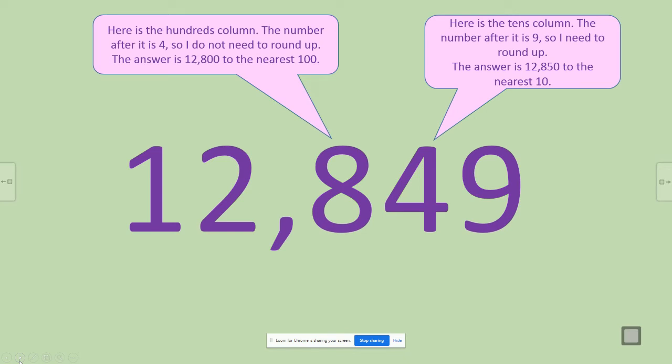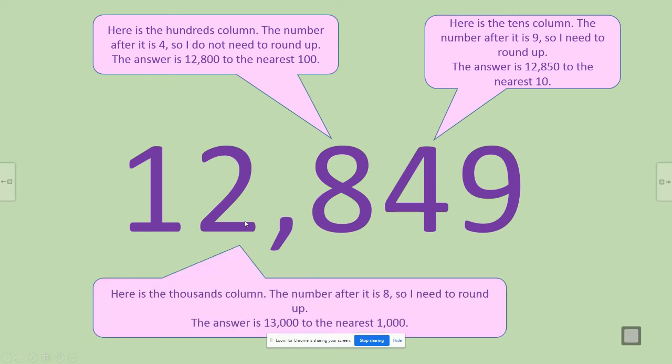Let's look at the nearest 1,000. And if you like, you can pause this and try and come up with an answer and then start the video again to see if you're right. Okay, so going to the thousands column, that is going to be the number 2. It's the 4th along from the right hand side. So we look here and there it says 2,000, and then after it we've got an 8. So the number after the 2 is an 8, so we should round up to 3,000.